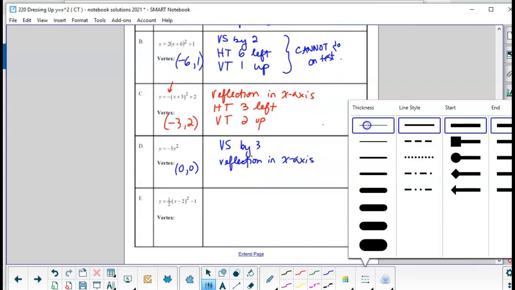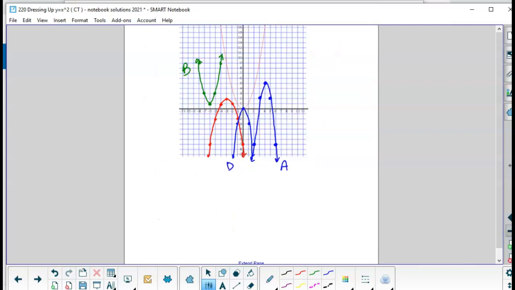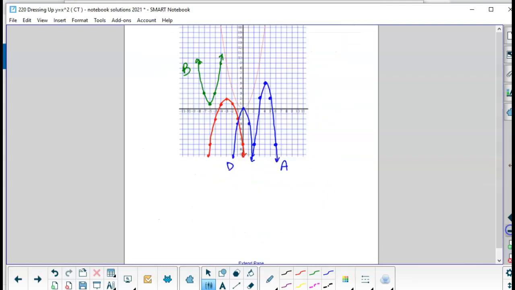And then this one, the vertex would be 2, -1. It's a vertical stretch by 1/2. No reflection. Horizontal translation 2 right. Vertical translation 1 down. Okay, so vertical stretch by 1/2, that's less than 1, so it's going to actually look wider. Sorry, what was the vertex again there? 2, -1.